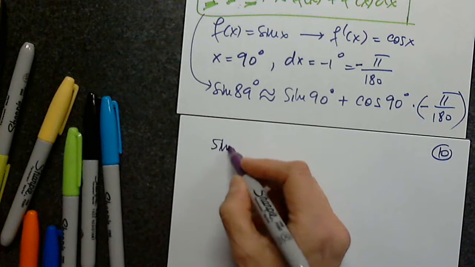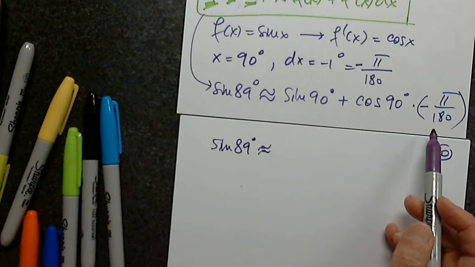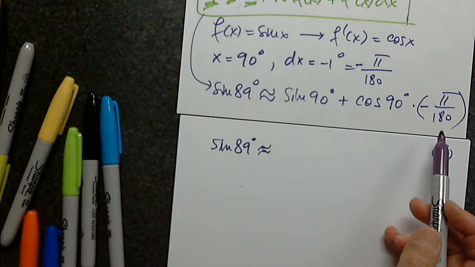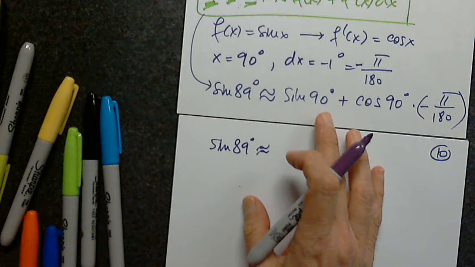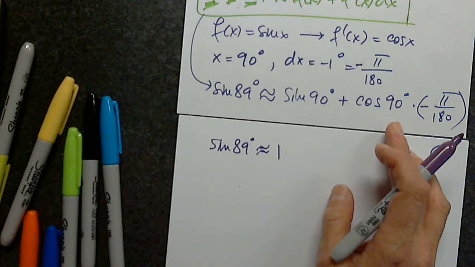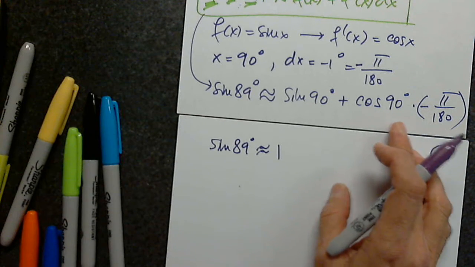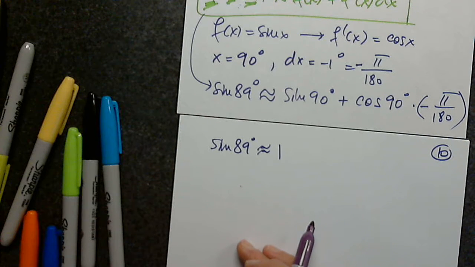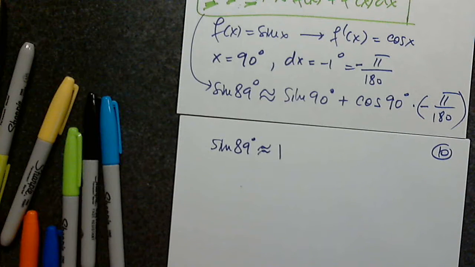Now, if the question is in degrees, why then degree? I can multiply by 1 degree. If it's inside sine, it doesn't matter. But if it's outside sine, I cannot multiply by 1 degree. Sine 90 is 1, cosine 90 is 0, because cosine 90 is 0, and 0 times negative pi over 180 is 0.